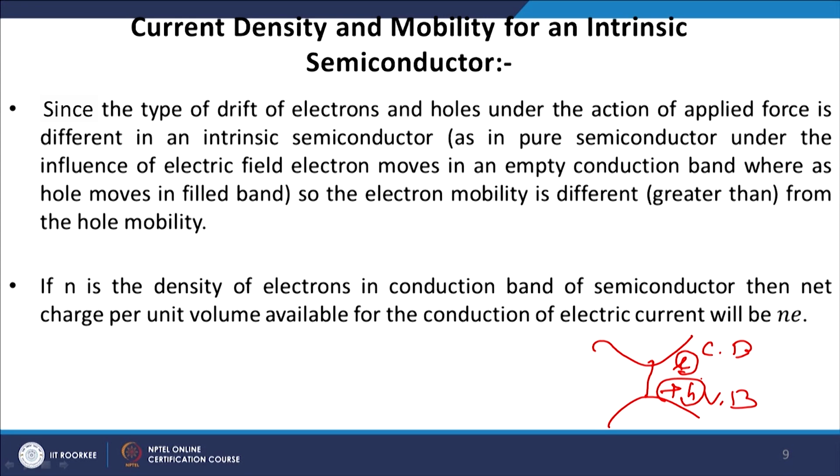If n is the density of electrons in a conduction band of a semiconductor, then the net charge per unit volume available for conduction of the electric current will be n times e. n is the density of electrons and the elementary charge carrier is e. So, if I multiply n times e, that will give you the amount of charge per unit volume which is available for conduction in the unit volume.